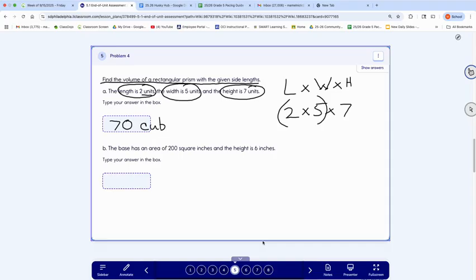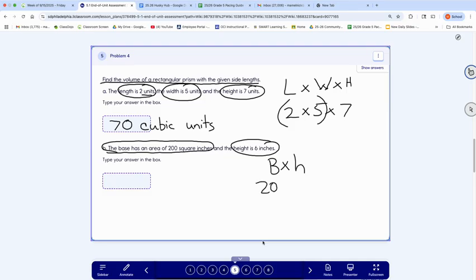Since the dimensions are given in units, I have to make sure to label the quantity for volume as cubic units. The next rectangular prism has a base of 200 square inches and a height of 6 inches. I know that the base is two dimensions already combined, in this case the length and width, so I just have to multiply the base times the height. Since the dimensions are given in inches, I have to label the volume in cubic inches.